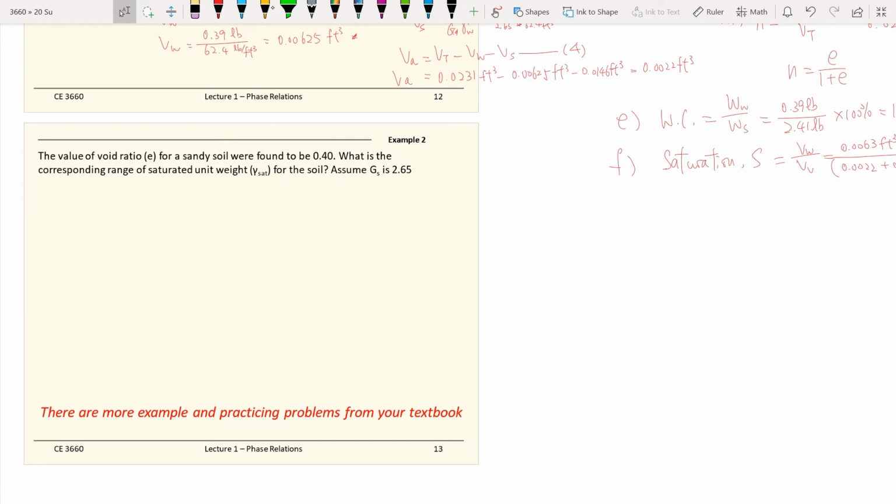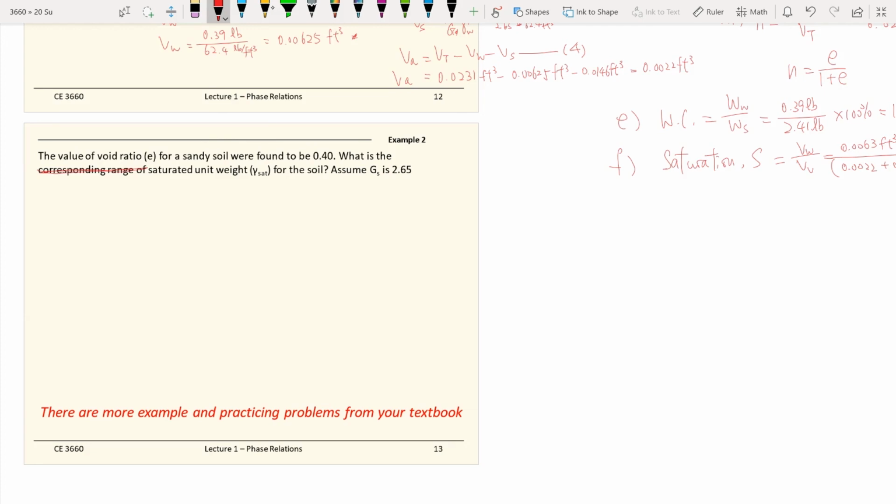Okay, so let's solve this problem together. Example number 2. This problem gives you the void ratio of a soil, which is equal to 0.4, and then it asks you for the saturated unit weight. Actually there's a typo. It just asks what is the saturated unit weight, because I didn't give you a range of the void ratio. I just gave you one void ratio, so we will ask for one particular saturated unit weight.